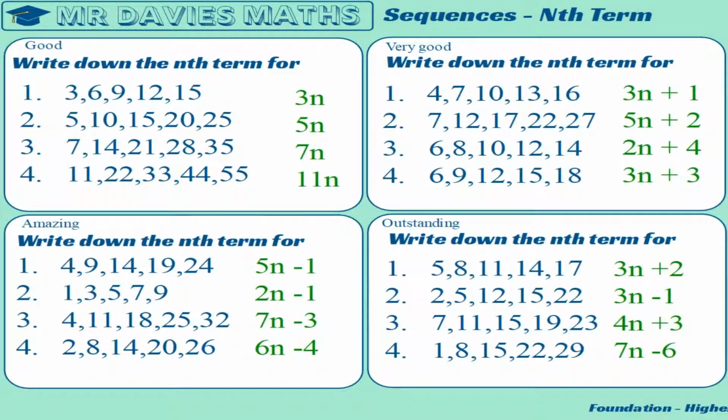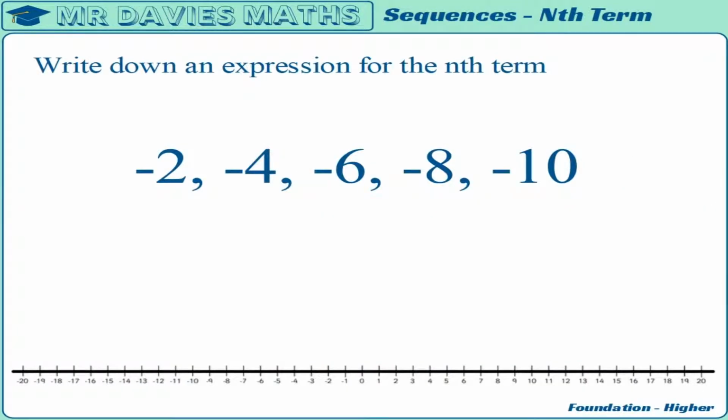Okay, here come the answers. Give them a tick, give them a cross. Hopefully you've got them correct. Again, it's just a times table sequence, either moved forwards or backwards. That's all it is. Right, let's try some trickier ones.